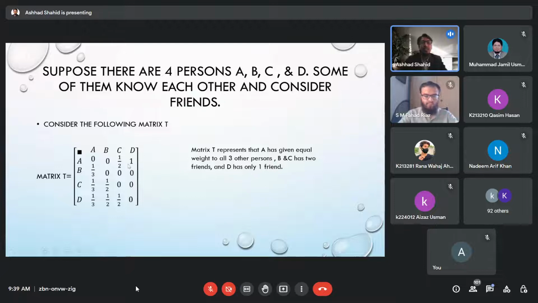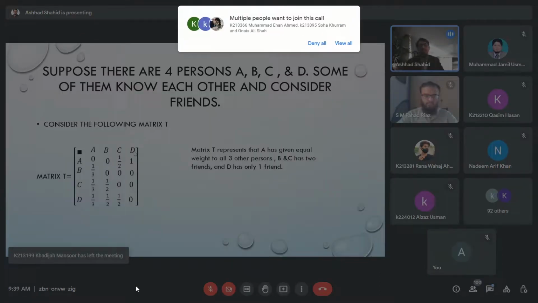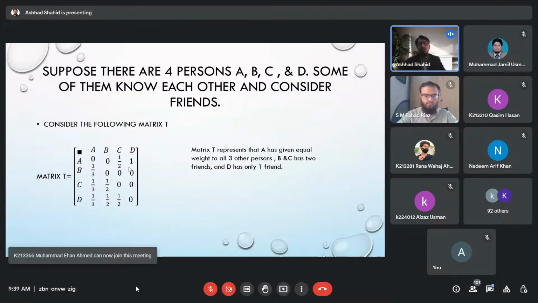So you can find one and a half. Since C has given a weightage of half to A, and D has given weightage 1, D is saying that A is sufficient for me as a friendship. I don't want any other friend. So A is sufficient for me. So A got the highest point, like 1 plus half.